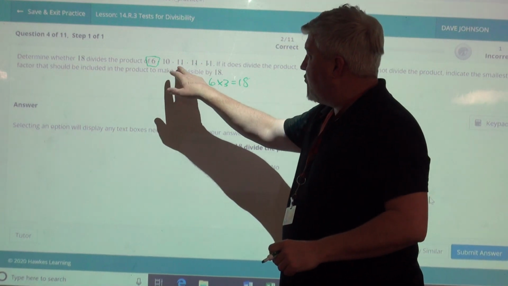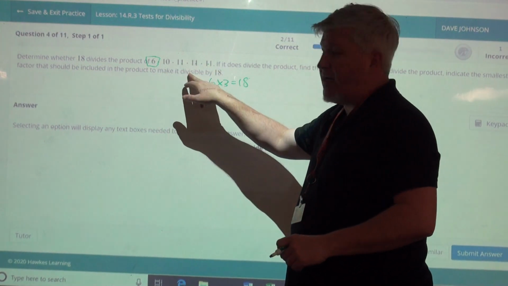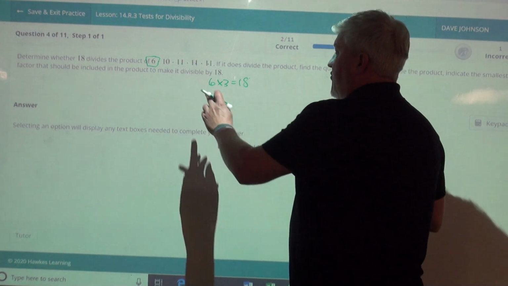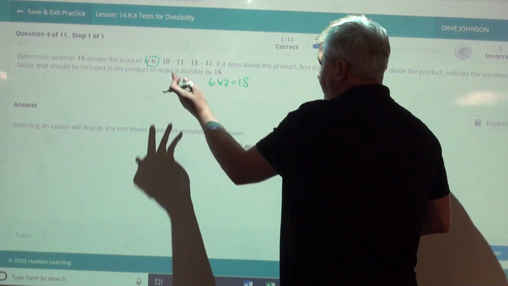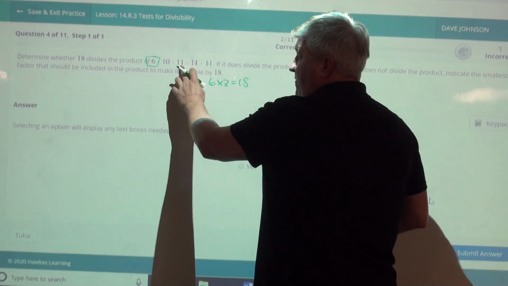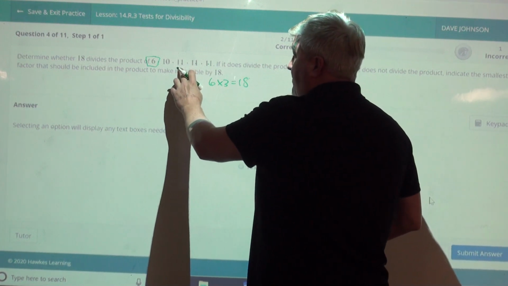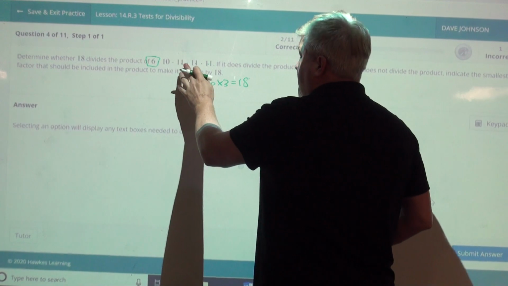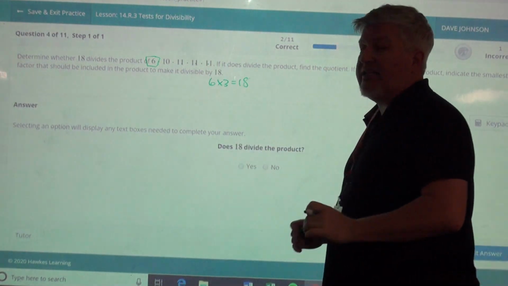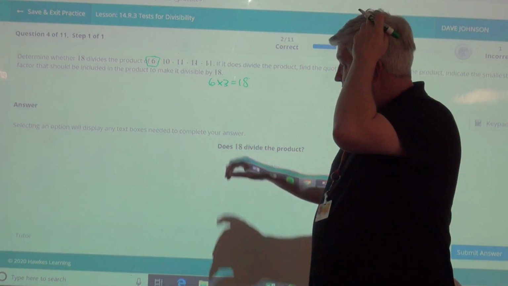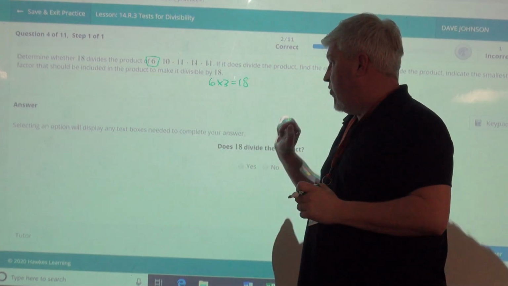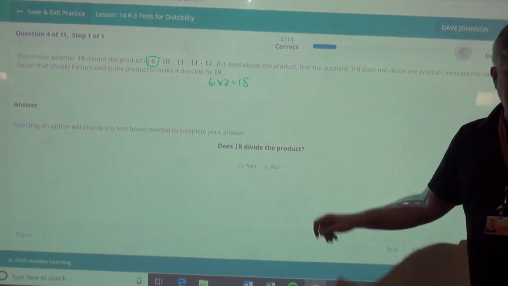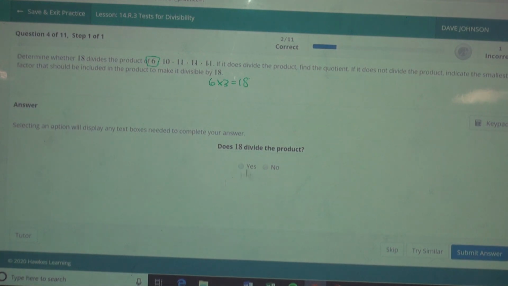Is there a factor 3 hidden in any one of these other ones that I could pull out? Is there 3 times something that gives me 10? No. 3 times something gives me 11? No, 11's a prime. So, right now, this number, 6 times 10 times 11 times 11 times 11, is not divisible by 18. It needs to have a 3 in there, and then it would be. So the answer here, does it divide the product? The answer is no. What is the smallest factor you need? It's a 3. Because 6 times 3 is 18.